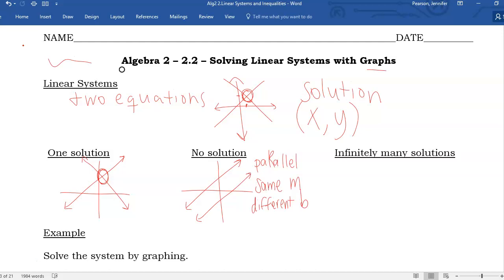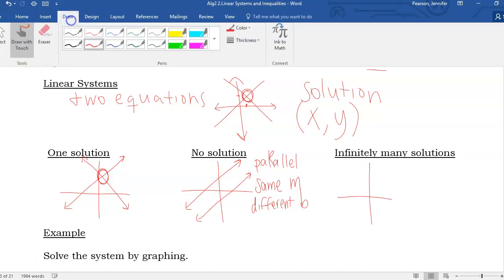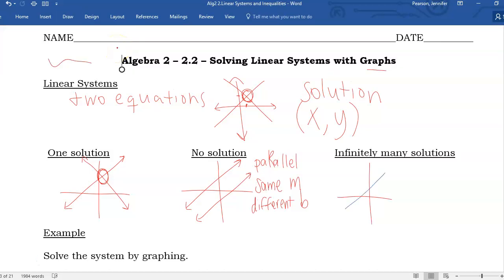Infinitely many solutions, and let's go colorful in this one. So you have one line here, and then your second line would actually be the exact same line. They are infinitely many solutions because they are always on the same line. That could happen when you have a multiple, or if you have one in point slope form and one in standard form, and then when you solve them, they come out to be the same exact equation.